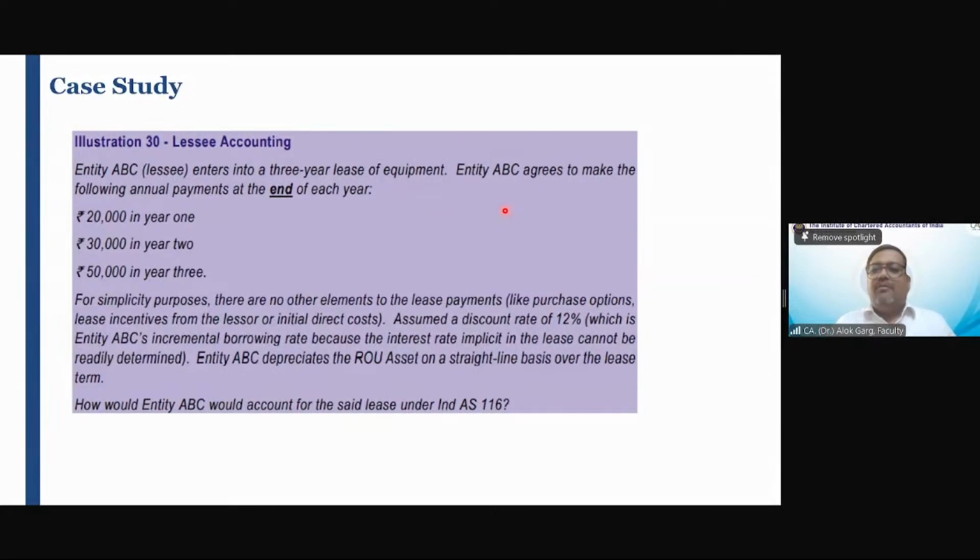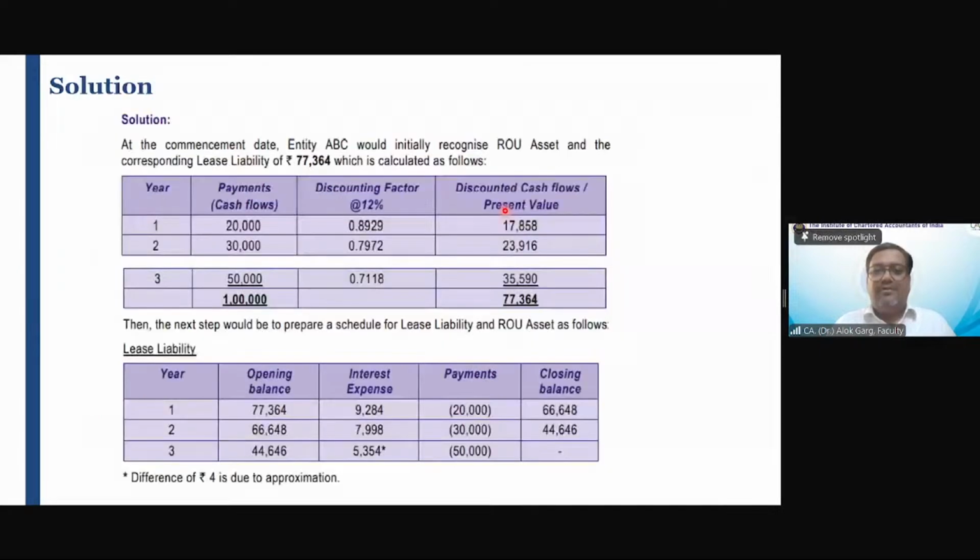Simple calculation or complex calculation? What should we do? Simple. 20,000, 30,000, 50,000, three cash flows. What is your discount factor? 1 divided by 1.12, 0.892. Again divide by 1.12, 0.797. Again divide by 1.12, 0.711, right? So your total lease payment is 1 lakh. 77,364 is the present value.